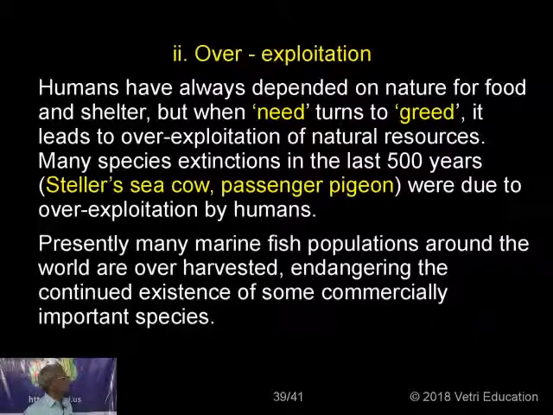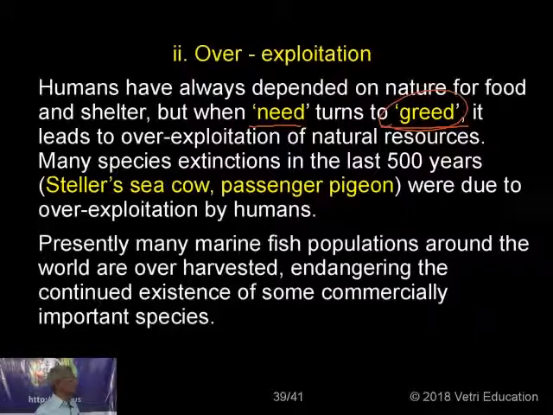Overexploitation. Humans have always depended on nature for food and shelter. See my words, there is a difference between need and greed. Man has become greedy nowadays. Need is over. No more need is there. We are all living very comfortably in a very sophisticated way. But man has become more greedy nowadays. It leads to overexploitation of natural resources.